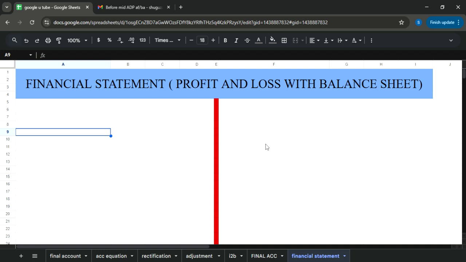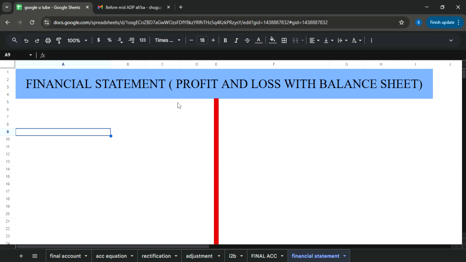Today's target is to understand financial statements. It would include two different sides. One side would be used for calculation of profit or loss in the business, and the second side would be for calculation of the balance sheet. For that purpose, as you can see, we have divided this proforma into two parts. We have our left side and we have our right side.